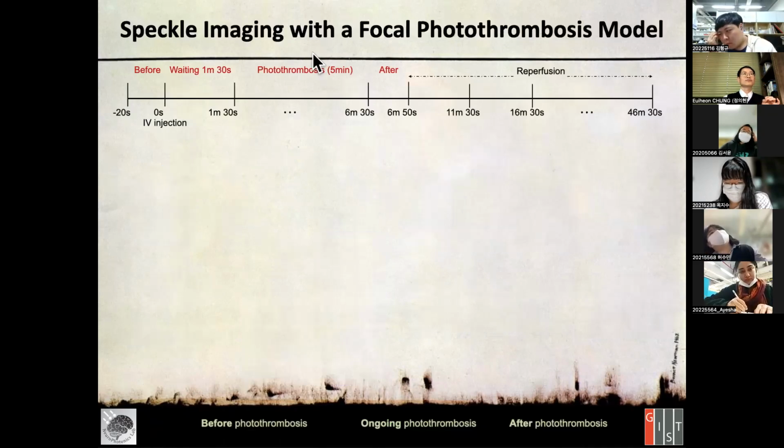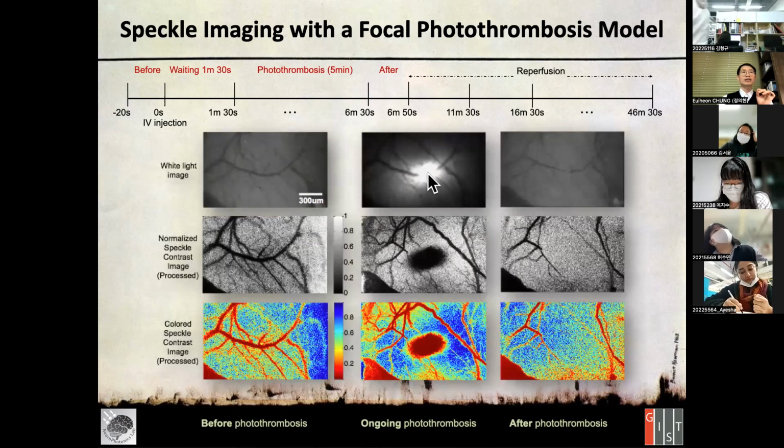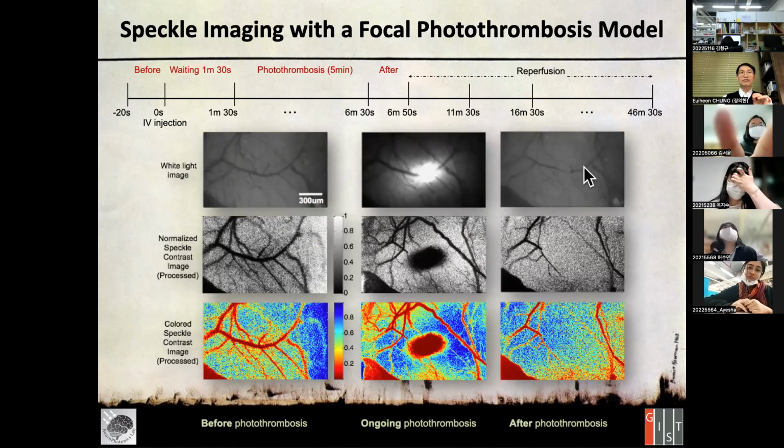Here's an example of an experimental scheme for speckle imaging with a focal photothrombosis model. Rose bengal can be injected IV, and after 1.5 minutes, you shine a green light like this. Here I'm shining at the middle of the blood vessel, and afterwards you can observe. This row is a white light image, so even after photothrombosis, you see the blood vessel is still there. However, when you look at the functional vessel by use of speckle imaging, you can see the vessel is gone, because there's no flow anymore.